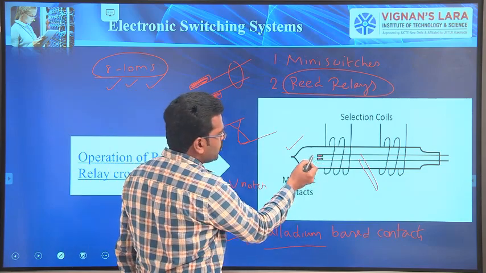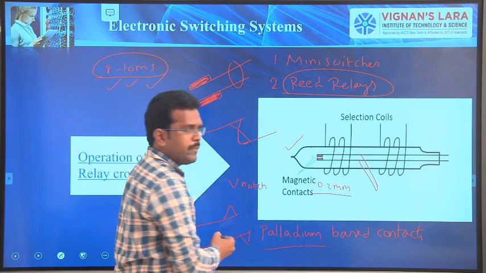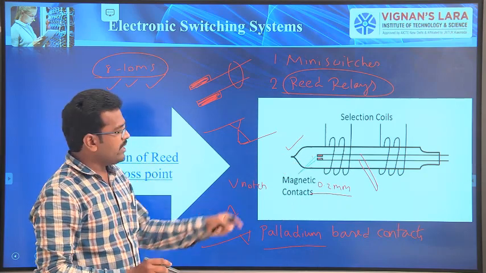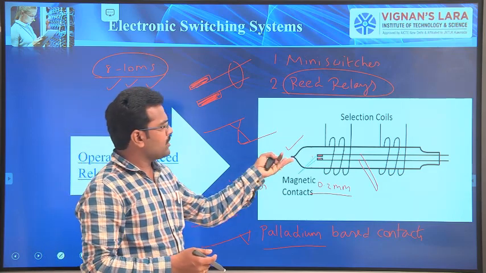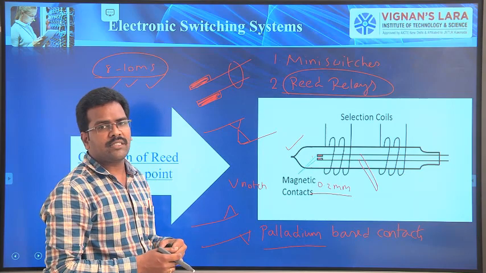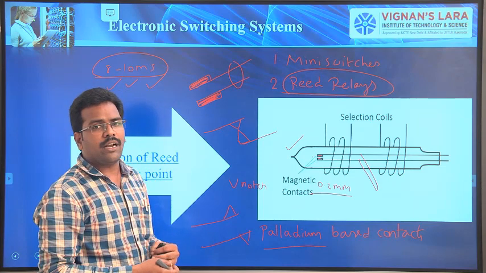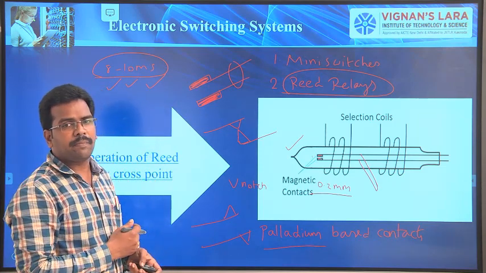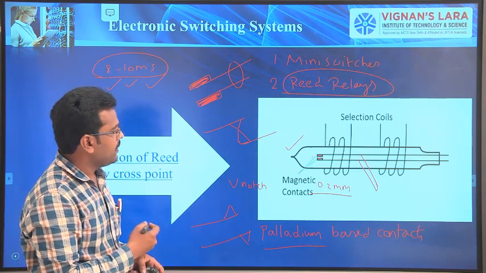The spacing between the two contacts is 0.2 mm, and they are sealed inside a glass. The main objective of this glass tube sealing is to eliminate the contaminants from the external environment, so that the lifetime of these reed relays will be increased. Now we will see how it operates. First I will explain, later I am going to show some video.